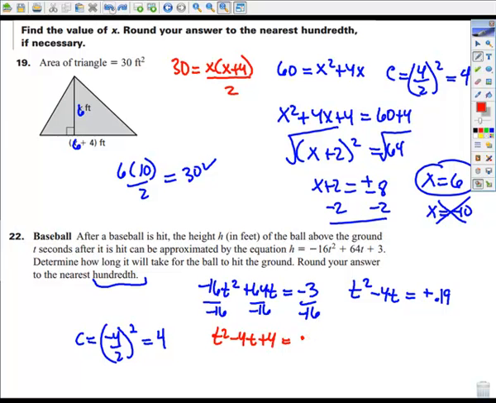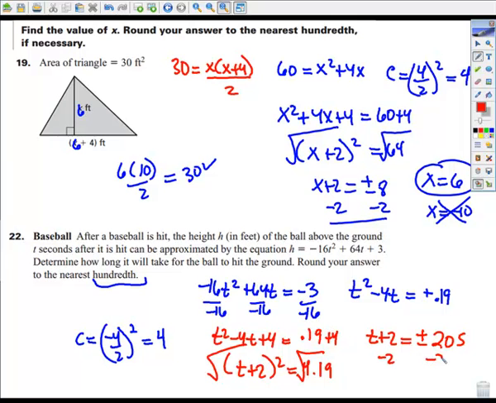Well, that's interesting, 0.19 plus 4. So this is t minus 2 squared equals 4.19. Take the square root: I get t plus 2 equals positive and negative the square root of 4.19, which is about 2.05.